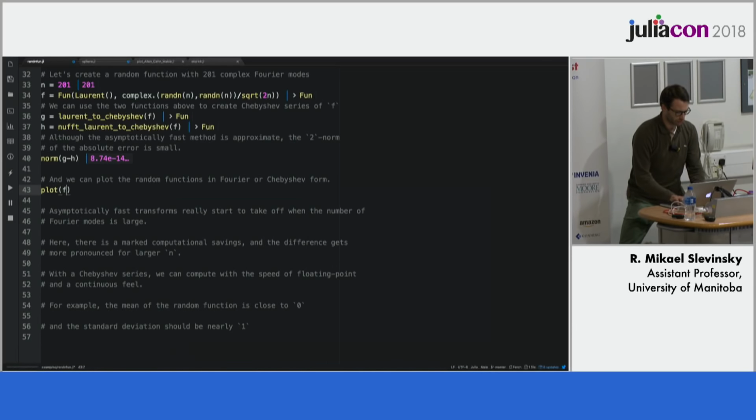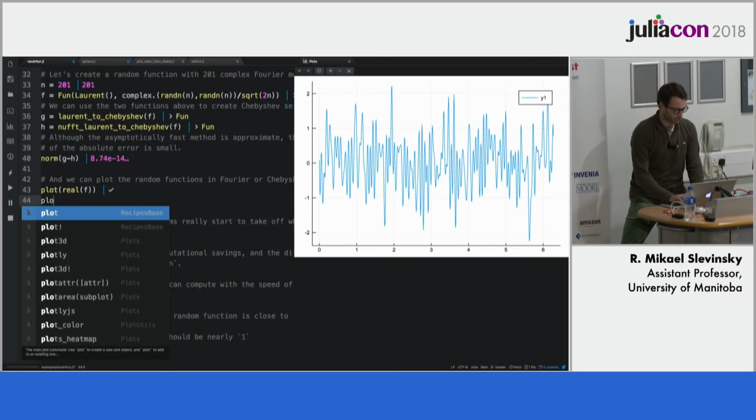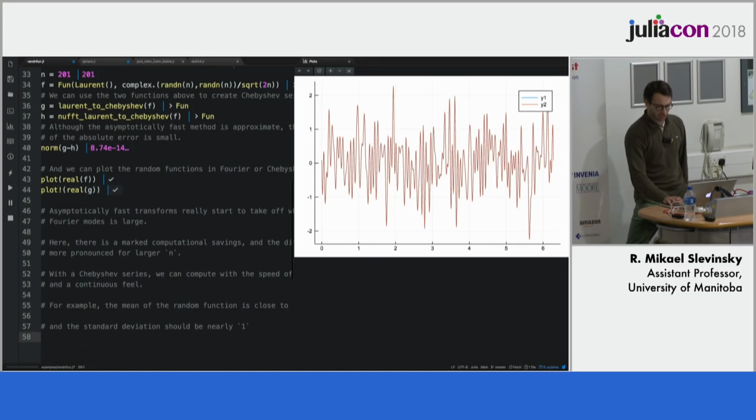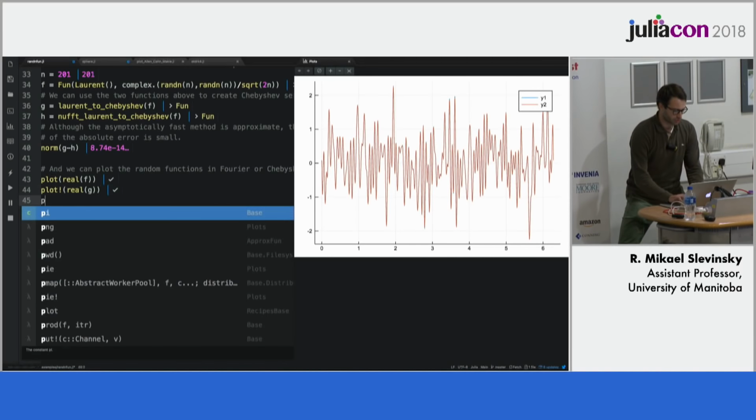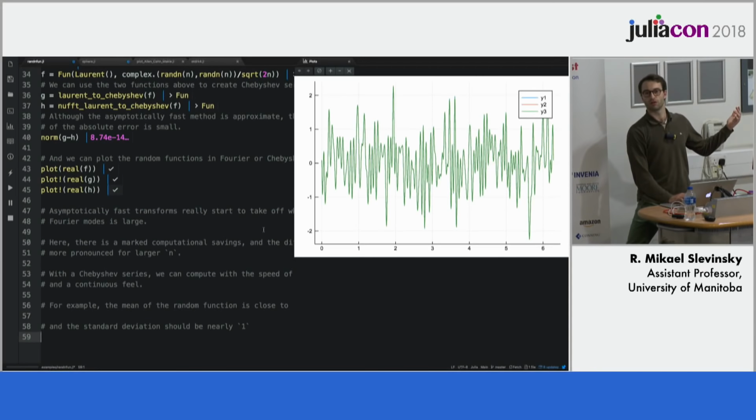Okay, so what is the function? If we plot the real part of our uniformly bumpy function, this is exactly what we get, right? And it has roughly mean 0 and variance 1. But just to prove the point that we actually have a Chebyshev representation which actually looks like f, here's the real part of g, and then, of course, the real part of h, the one that's obtained by the NUFFT. They're all essentially right on top of each other.